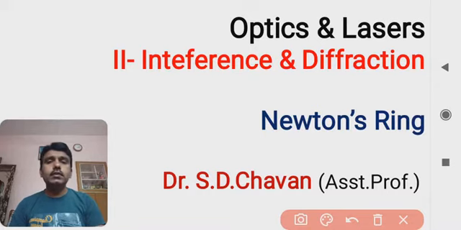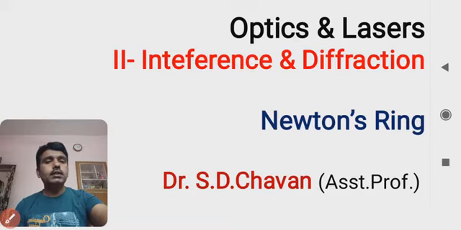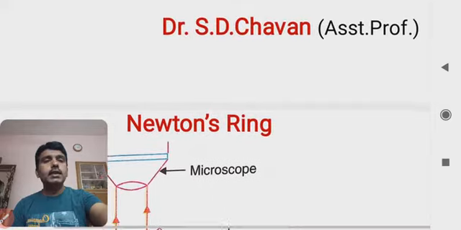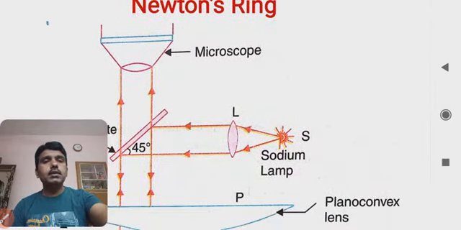So related to this interference phenomenon, Newton developed an experimental setup to measure the wavelength of the incident light, and its name is Newton's ring. Let's see in detail what exactly the experimental setup is.